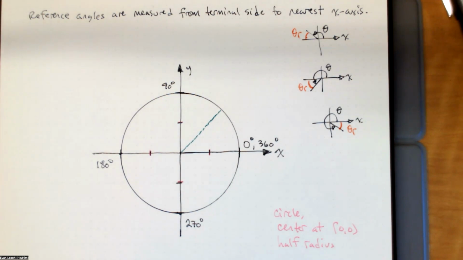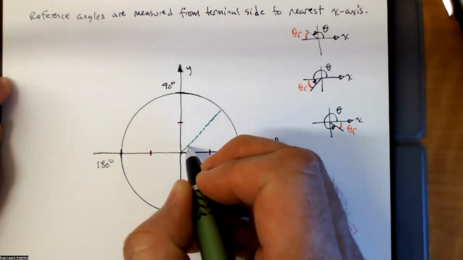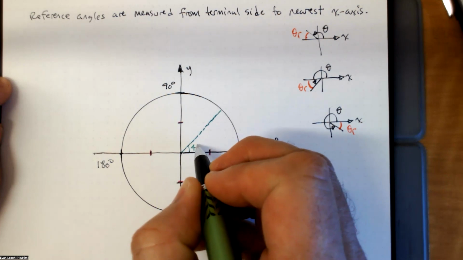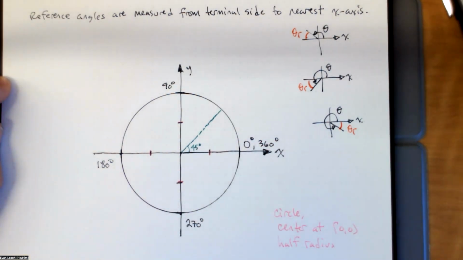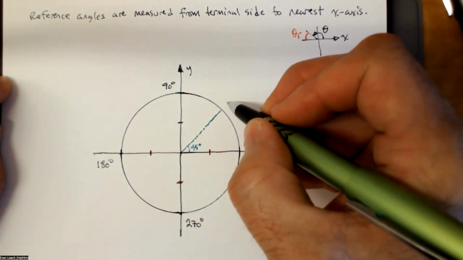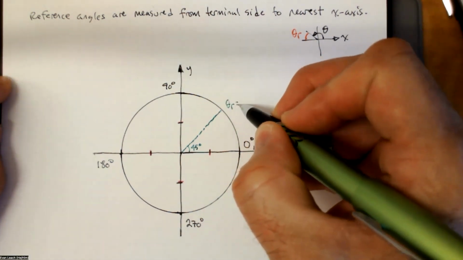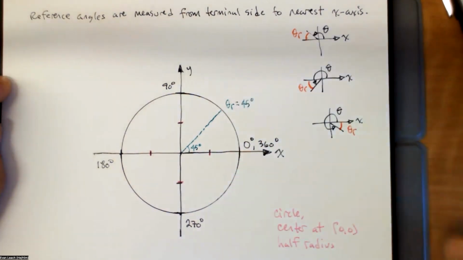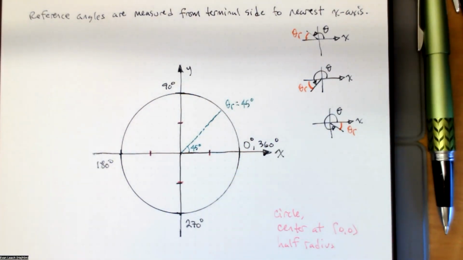So first, a 45-degree reference angle. Split it in half. First reference angle that we're going to care about is a 45-degree reference angle. There are 4 quadrants, so we care about a 45-degree reference angle in each of the 4 quadrants.